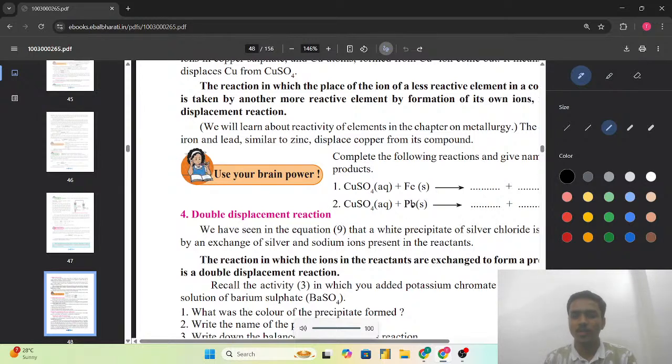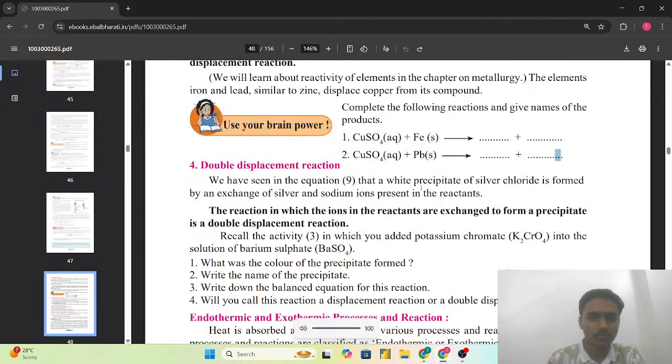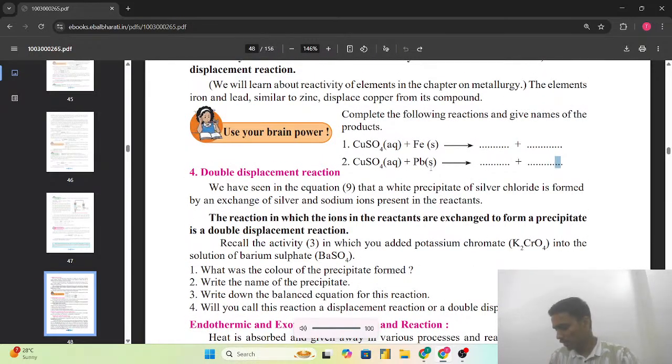Similarly with copper sulfate plus lead. The lead is denoted as Pb because the scientific name of lead is plumbum. When copper sulfate reacts with lead, that leads to the formation of lead sulfate, PbSO4, and copper will also get released as the product. So this we have studied about the displacement reaction.